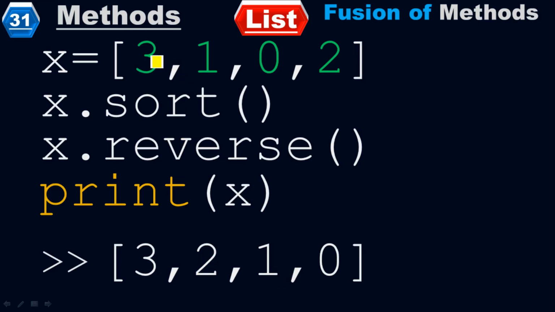So first, put all the elements in proper ascending order, 0, 1, 2, 3, and then with the reverse function, take the reverse of all these elements to have 3, 2, 1, 0 in the final output. So it is a fusion of two methods, the sort method and the reverse method.